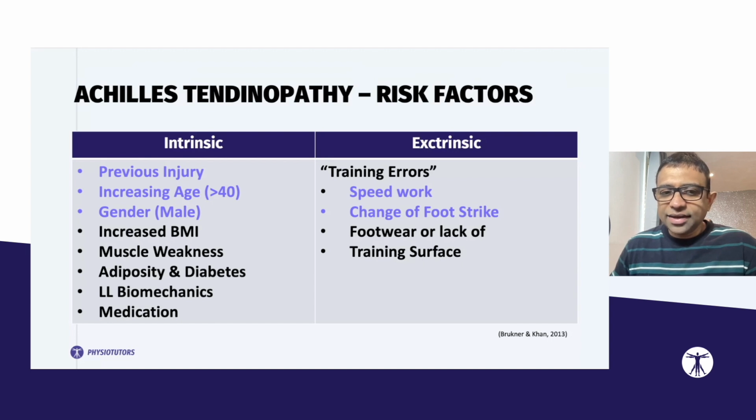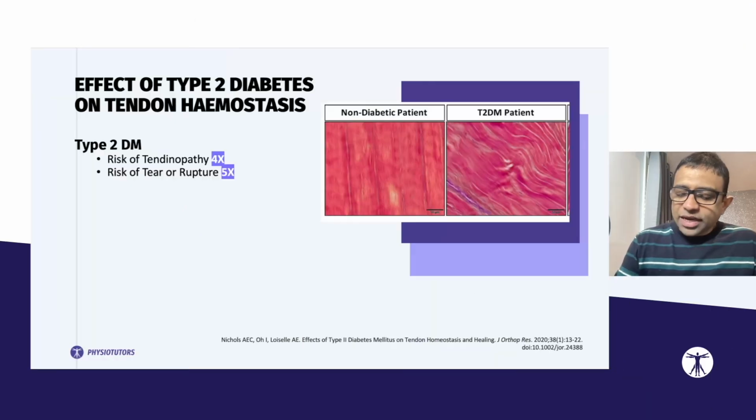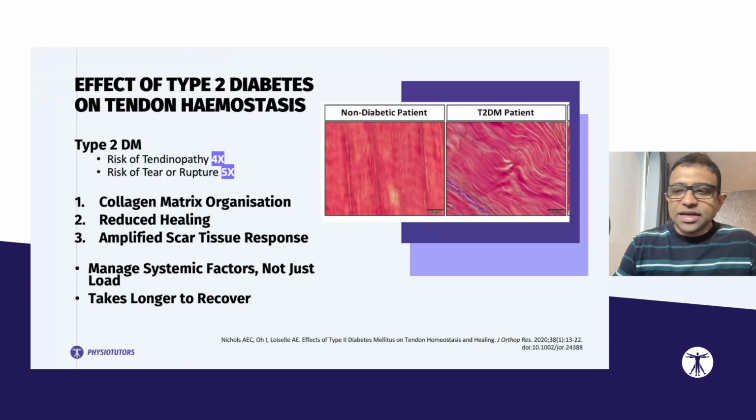We know that increasing age, more than 40, gender, men are more likely to develop, increased BMI and high cholesterol, muscle weakness, adiposity, both type 1 and type 2, certain biomechanical changes, and certain medications, certain antibiotics. And we know that diabetes has a big effect on tendon healing.